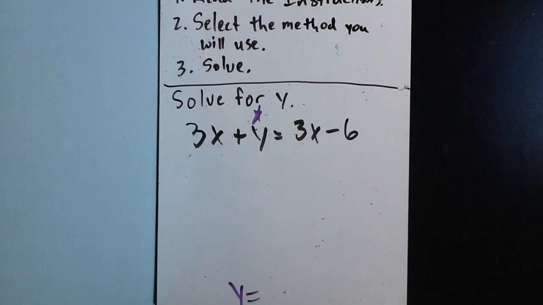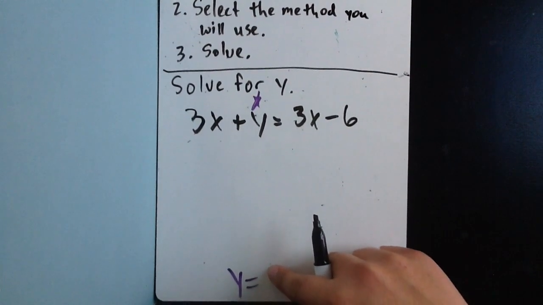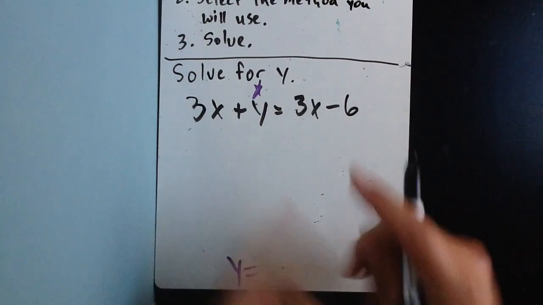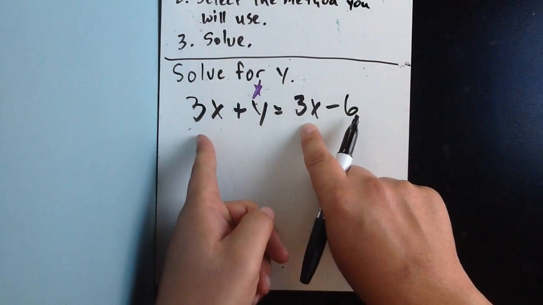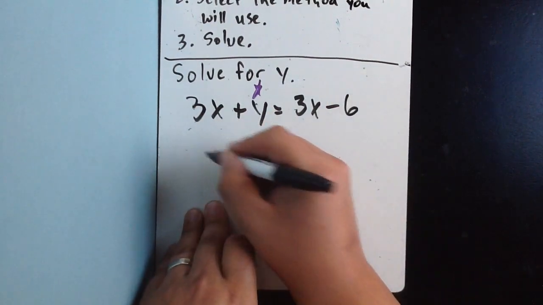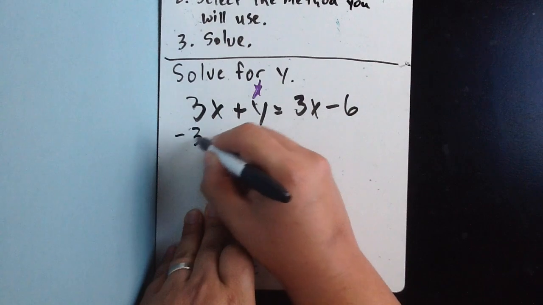And for this problem and for the other problems, we're going to use the algebraic method. So if I'm using the algebraic method and I'm going to solve for y, I need to isolate y. That means I need to get it by itself. So what's the first thing I'm going to do? Well, I notice that I have 3x's on both sides of the equation. I want to get them all to the right side. So I'm going to subtract 3x from both sides.